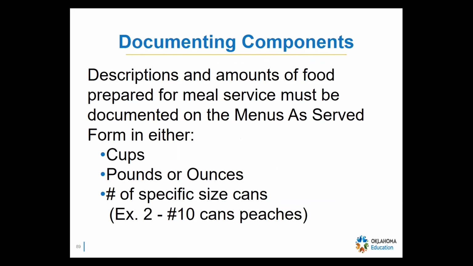on the school one, you put your total quantity of what you're preparing. So if you're serving 10 number 10 cans, you put that on there, but then you also tell us that you serve half cup each, where menu as served forms is just telling us the total for everybody. It doesn't break it down as much as the school side does.